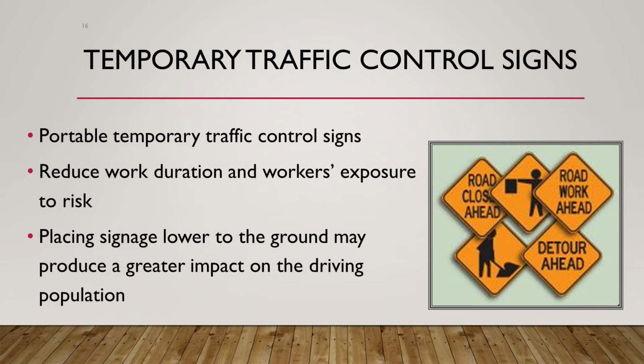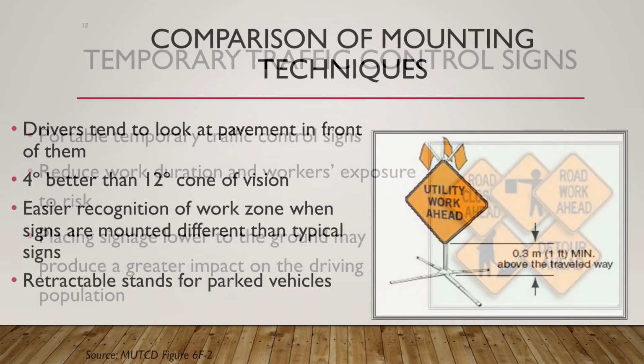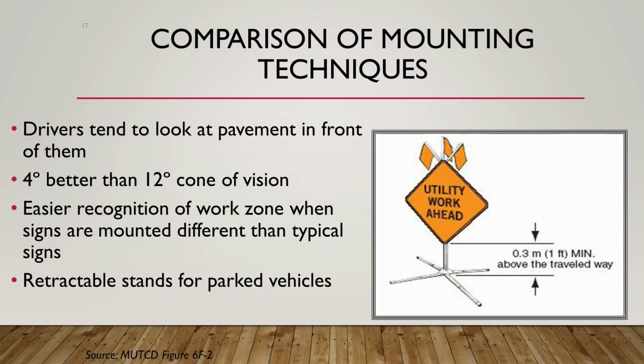We want to make sure that we reduce work duration and exposure to risk. Putting the signage lower to the ground may produce a greater impact on the driving population. We have to take these things into consideration. Comparison of the mounting techniques. Drivers tend to look at the pavement in front of them, so they tend to be looking down instead of up in the sky. 4 degrees better than 12 degrees cone vision.